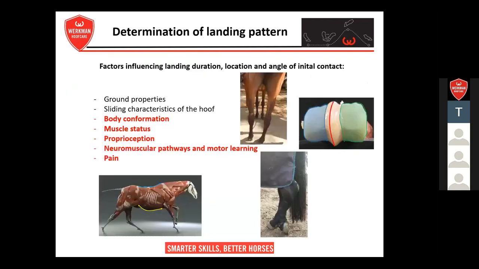So there are some factors influencing the landing pattern itself. This is how we set the ground properties and the sliding characteristics of the hoof, but also internal aspects interact with the landing pattern, and this is mainly the body conformation, the muscle status, the proprioception, neuromuscular pathways, motor learning and pain.